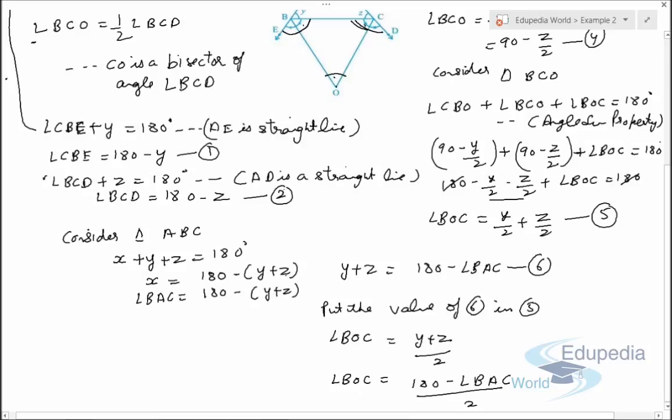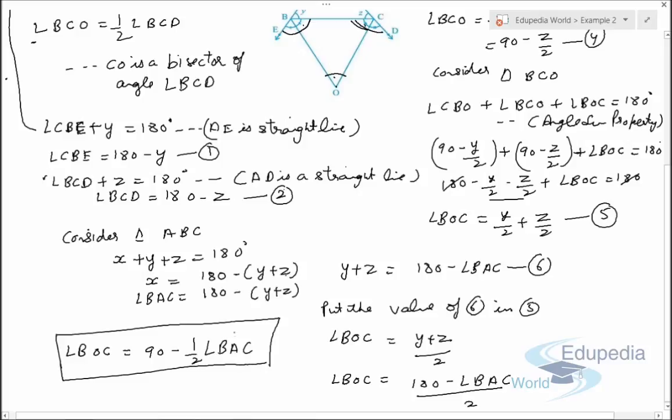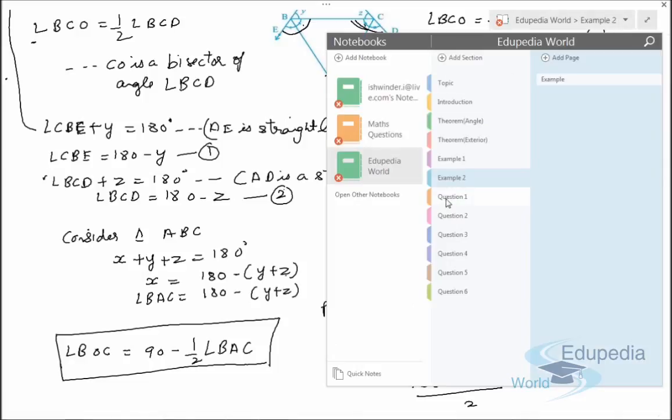So if we split the LCM, what we get is angle BOC equals 90 minus half of angle BAC. So this is how we can prove the equation. So this is how we can solve these types of questions. So let's move on to the next question, question number 1.